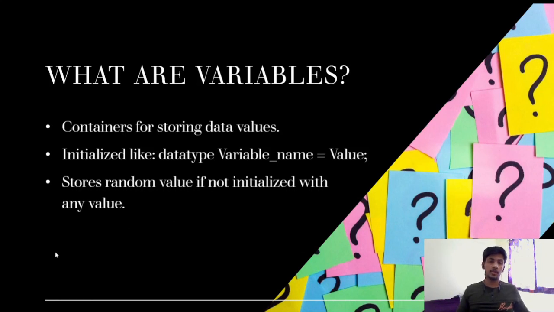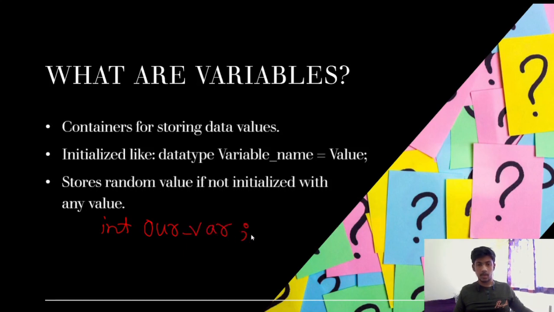And a variable stores a random value if not initialized with any value. What this means is, if we declare a variable, int our variable, and we don't assign any value to it, and we print this variable, it will give any random value. It will be a random value stored in it.